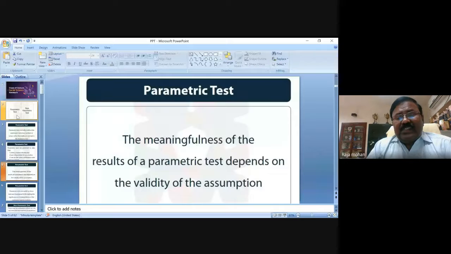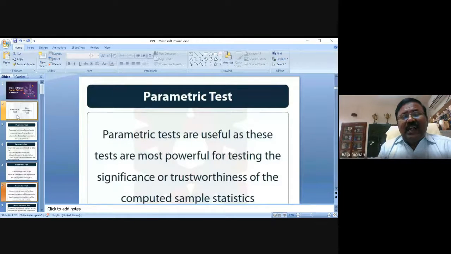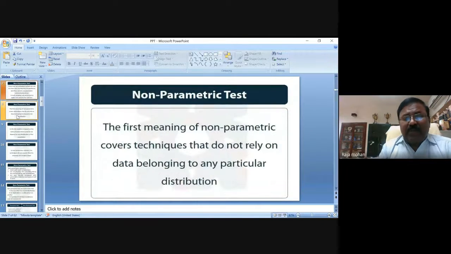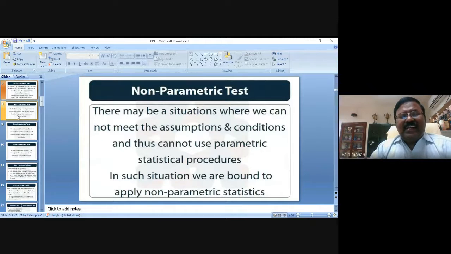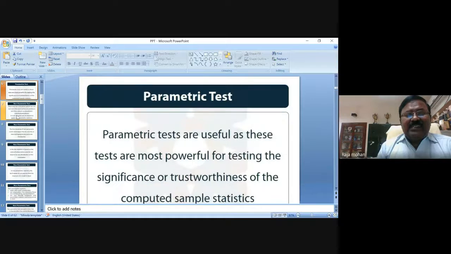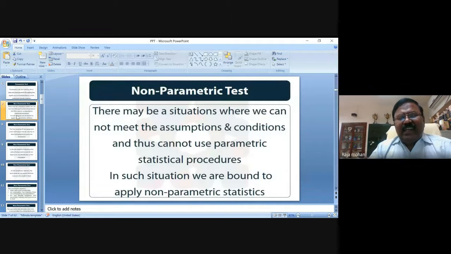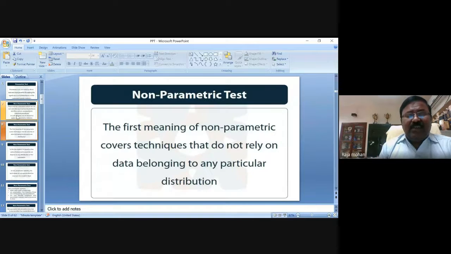Then the meaningfulness of the results of a parametric test depends on the validity of the assumptions. This is the significance of the parametric test, and we can say it is the most powerful tool compared to non-parametric, because we can take any kind of decisions. That is what we can remember with regard to parametric tests. Non-parametric tests may not be like this. They require fewer assumptions, and data may not be normally distributed. When we are not able to use a parametric test, we can use non-parametric. Those are the conditions you can remember.